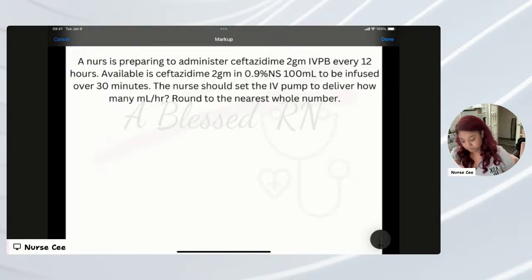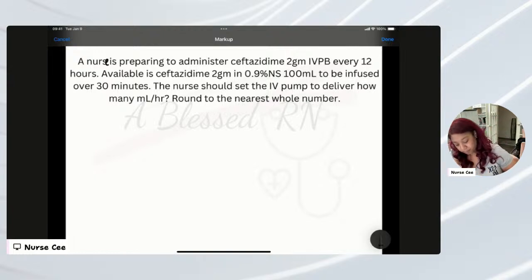So let's look at what we got. A nurse is preparing to administer ceftazidime 2 grams IV piggyback every 12 hours. Available is ceftazidime 2 grams in 0.9% normal saline, 100 milliliters to be infused over 30 minutes. The nurse should set the IV pump to deliver how many milliliters per hour, rounding to the nearest whole number. Don't forget to round. If it tells you to round, you round, and always label your answer too, because you finally get these puzzle pieces together, and you don't get the credit because you didn't round or you didn't label.